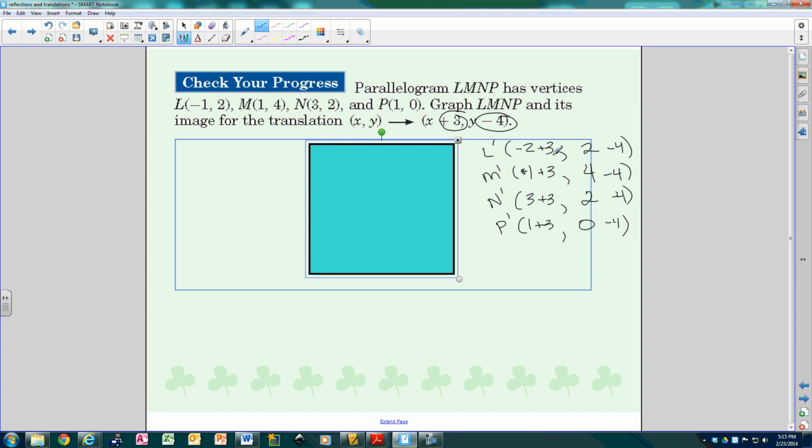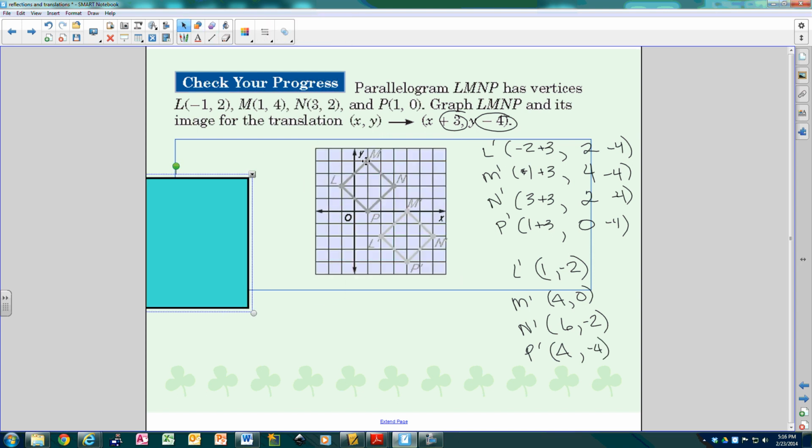All right, so what's -2 plus 3? 1. 2 minus 4, it's -2. So there's your L prime. M prime, 1 plus 3 is 4. 4 minus 4 is 0. N prime, 3 plus 3 is 6. 2 minus 4 is -2. And my P prime is 1 plus 3 is 4. 0 minus 4 is -4. So that is where your new picture should be. So you take this one and you're going to add 3 and subtract 4.